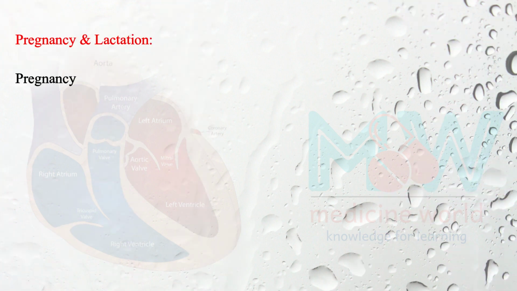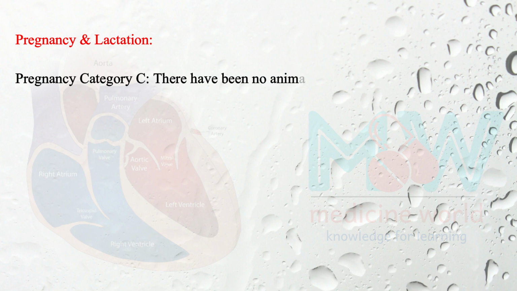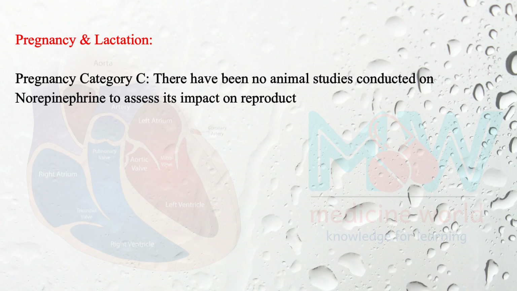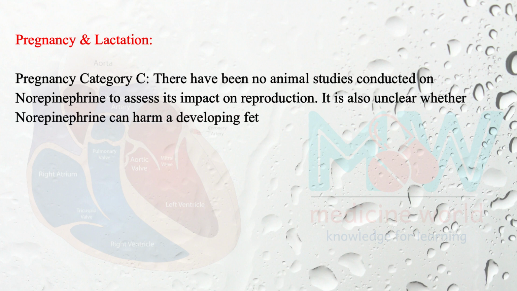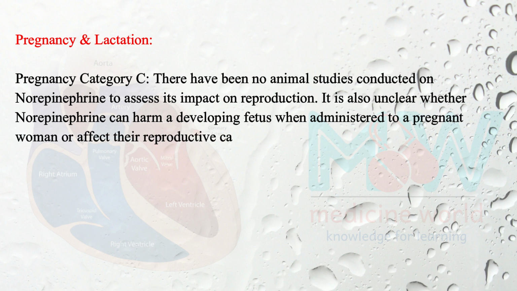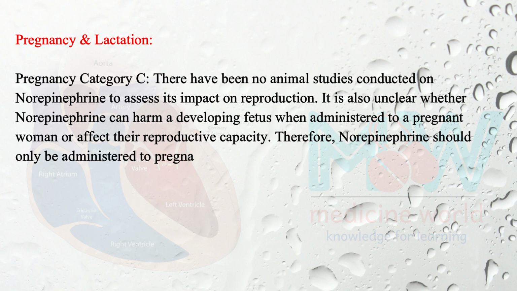Pregnancy and lactation. Norepinephrine is a pregnancy category C drug. There have been no animal studies conducted on norepinephrine to assess its impact on reproduction. It is also unclear whether norepinephrine can harm a developing fetus when administered to a pregnant woman or affect reproductive capacity. Therefore, norepinephrine should only be administered to pregnant women when it is clearly necessary.